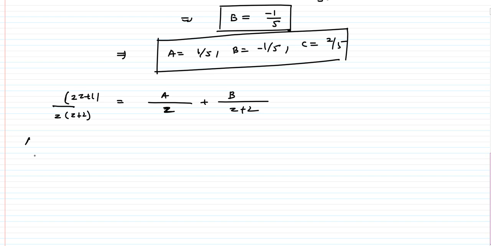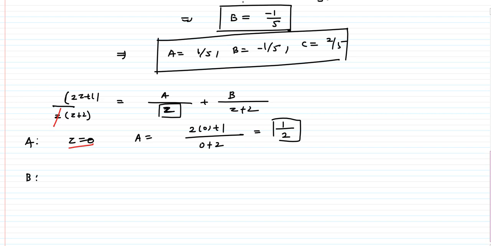So for a, we need to equate the factor z equal to 0, so z is equal to 0. Now we eliminate z here and substitute the value of z in the rest of the terms. The value of a will be 2 times 0 plus 1 upon 0 plus 2, that is 1 by 2.